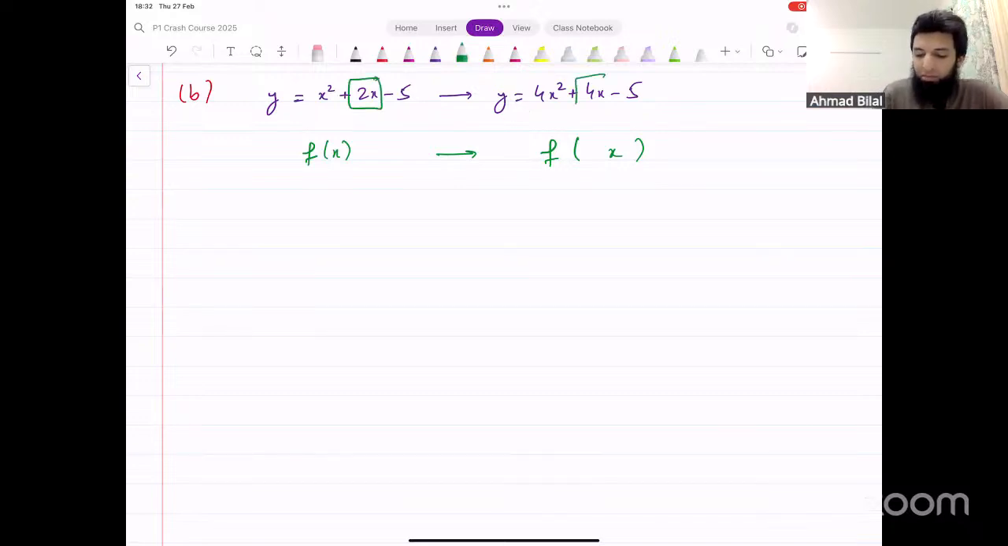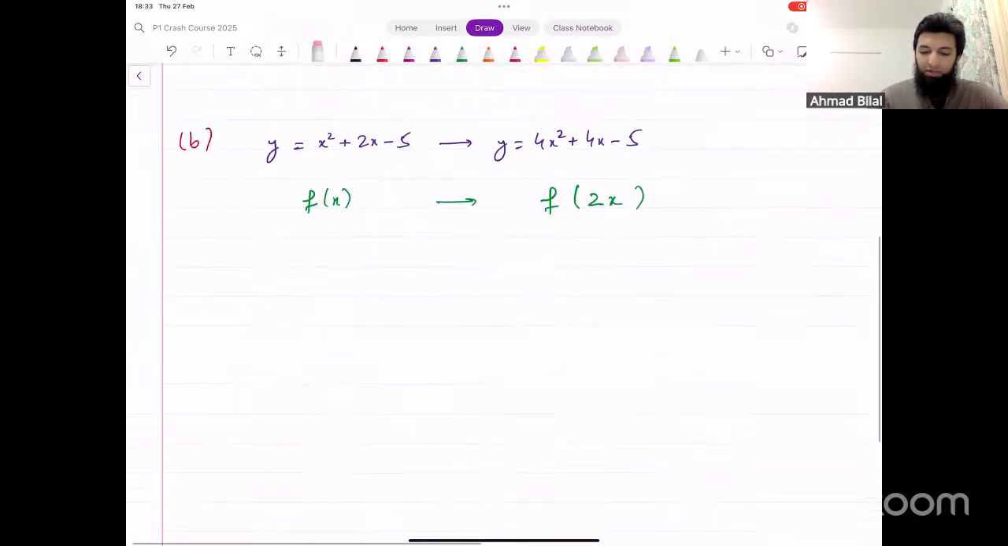Think about the second term. 2x is going to 4x. If we multiply this by 2, that gives us 4x, right? So it's possible that x is being multiplied by 2, so it becomes f of 2x, right? Because that would change 2x to 4x. And this x as well, if you replace this with 2x, this becomes 2x whole squared. And that gives you 4x squared. That's exactly what you have as the first term as well. So that is the transformation that is happening. F of x is going to f of 2x.